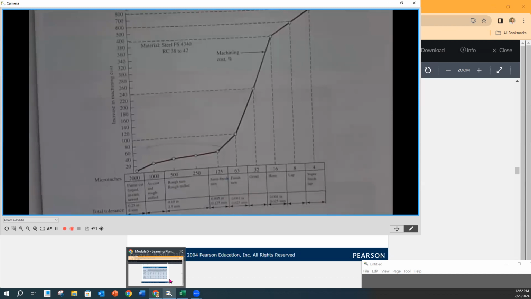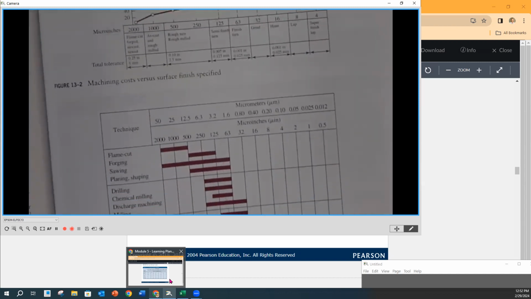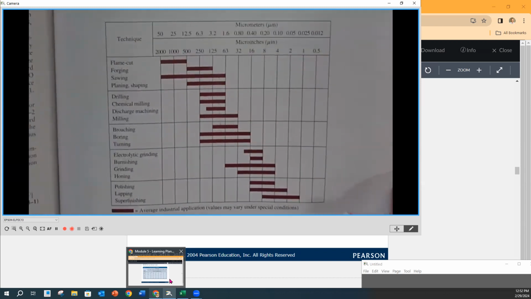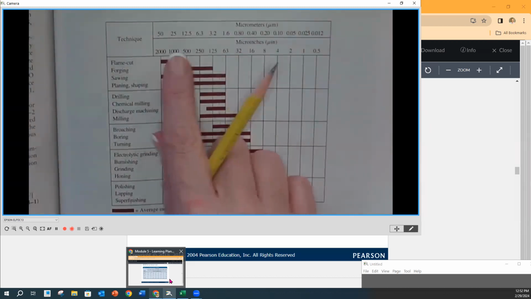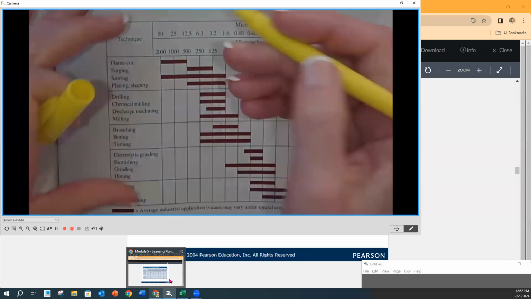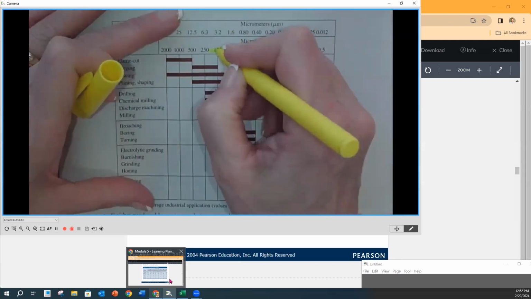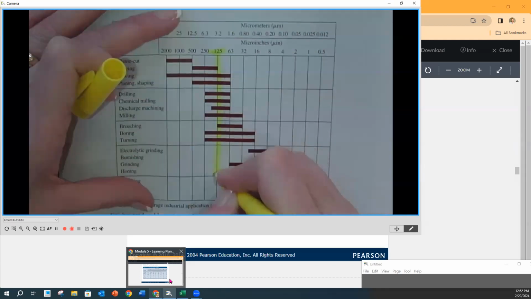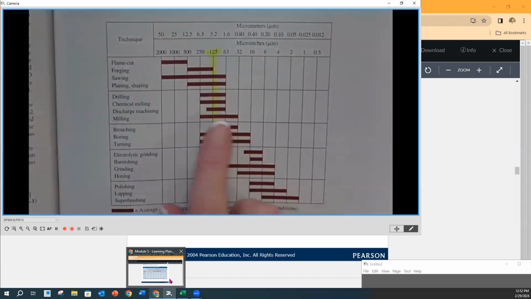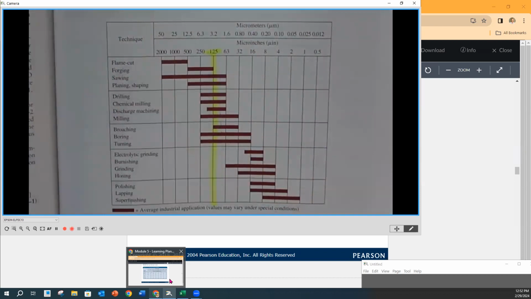Okay. So if we correlate this 125 to what's going on in the bottom figure, here's our micro inches again, across the top. Here's our 125. I'm going to use my highlighter and go down the 125 line. Notice that it touches these horizontal bars. Each one of these horizontal bars represents a manufacturing process.